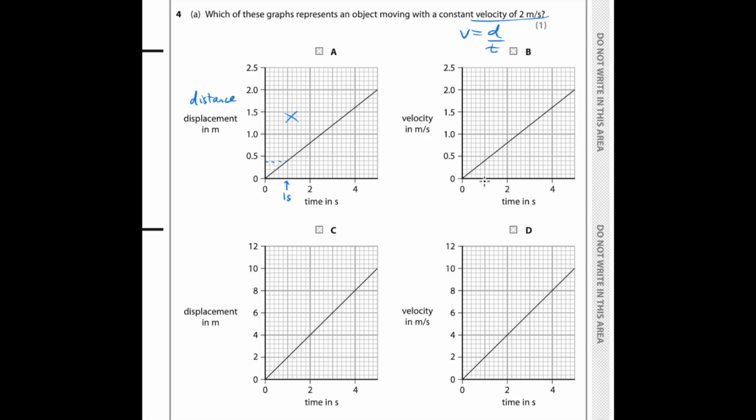That's velocity and time. So this is showing us the acceleration. If you're travelling at a velocity of 2 meters per second, that would be travelling, well, there's 2 meters per second, and it would just be a constant speed like that. So that's wrong.